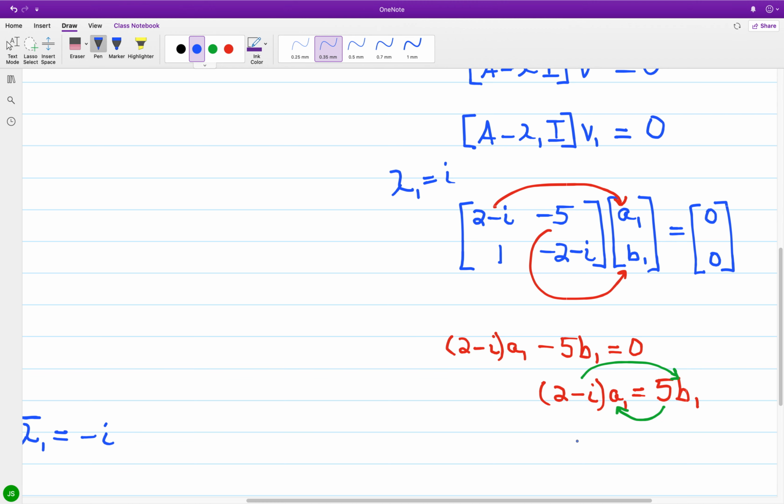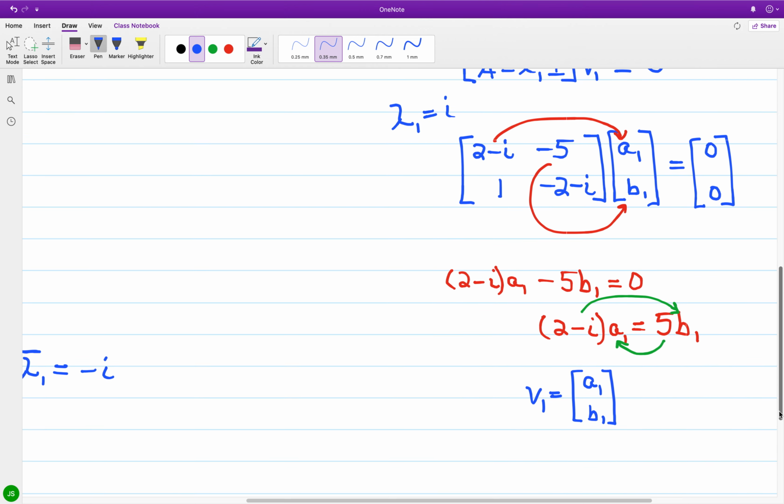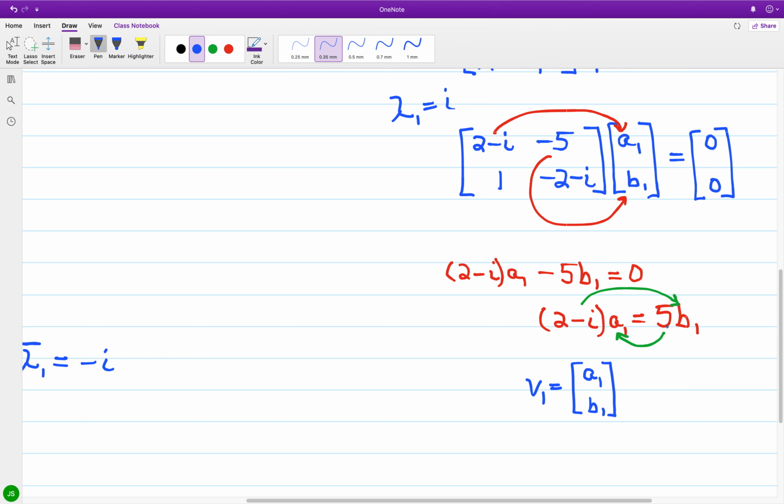Okay, so for the first eigenvector, let me give you just a bit of a visual. We have 2 minus i times 5 is equal to 5 times the quantity 2 minus i. So for the coefficients A of 1 and B of 1, again, 2 minus i times 5 is the same as 5 times 2 minus i. So we'll say A of 1 is going to be 5, and B of 1 is going to be 2 minus i.